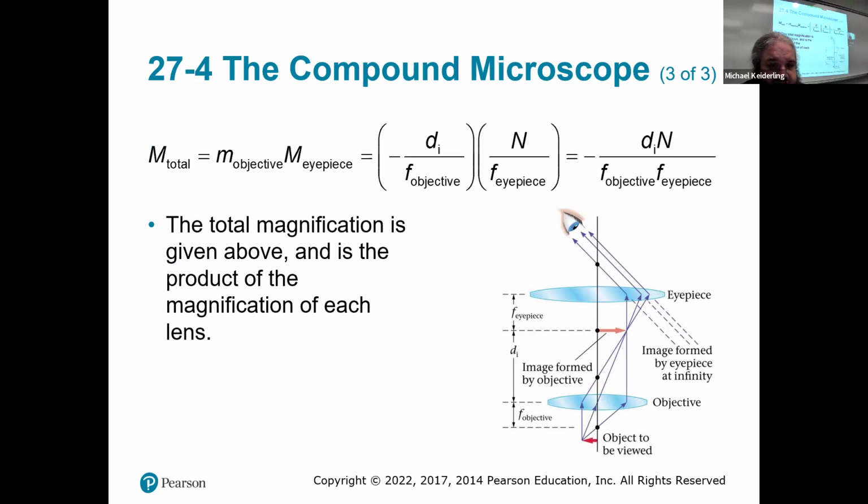And so the total magnification is given above and is the product of the magnification of each lens. It's minus di times n over the focal length of the objective times the focal length of the eyepiece.